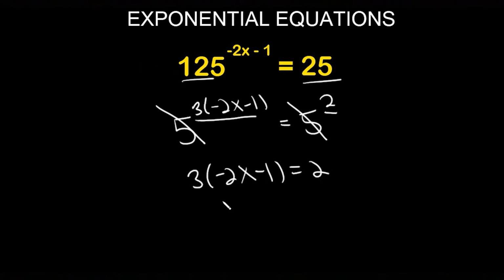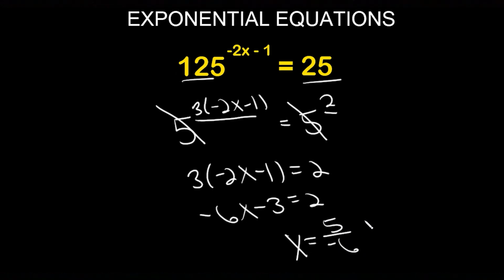So I'll go ahead and distribute the 3. I get negative 6x and then minus 3. Equal to 2. I have to add 3, and then I have to divide by a negative 6. If I do that, I get x is equal to, adding 3, I get 5, right? 2 plus 3. And then I have to divide by a negative 6. So dividing by a negative 6, there we go. There's my final answer, okay? So x is equal to negative 5 over 6.